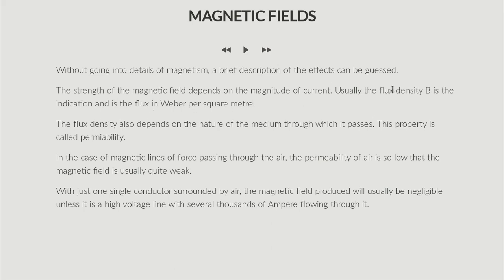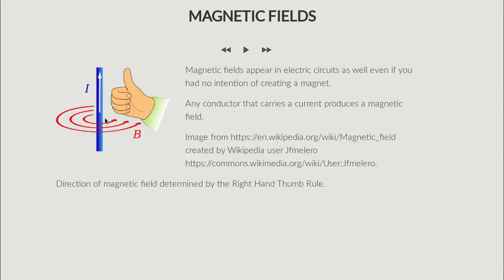This flux density is basically the number of magnetic lines of force that pass through a square meter area. The unit of flux is Weber, and therefore that of flux density is Weber per square meter. The flux density depends on the magnitude of current passing through the conductor. The flux density also depends upon the nature of the medium through which it passes. In the case of the previous example, the lines of force were passing through air, in which case the medium was air. Air is not a medium that allows flux to pass through it freely.